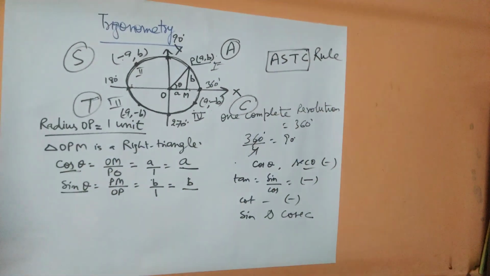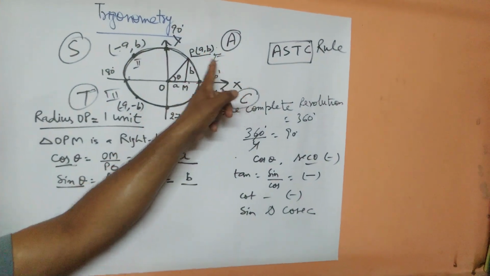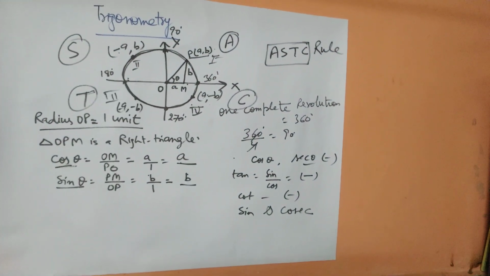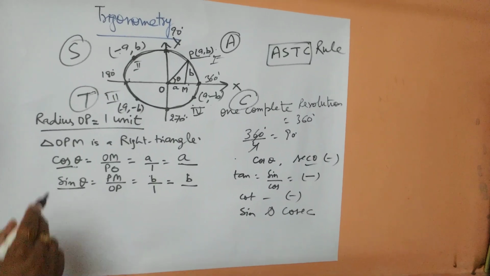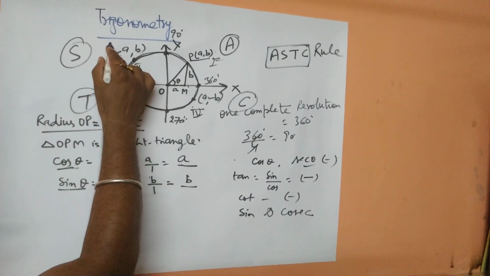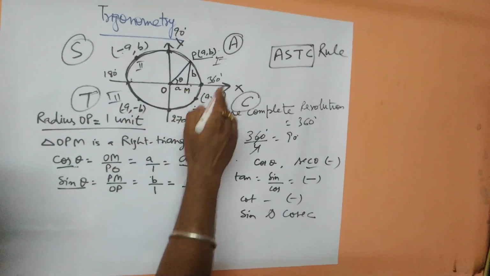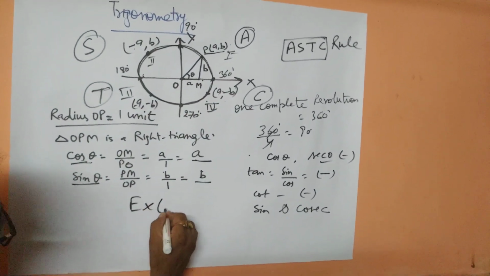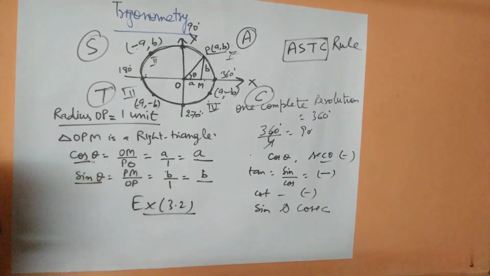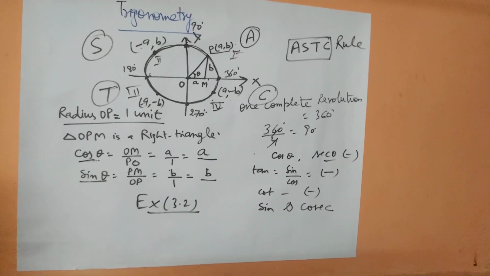If somebody says that cos theta lies in the second quadrant, then what can you say about tan theta? If cos theta is in the second quadrant, it is negative and tan theta will also be negative. There are certain questions in exercise 3.2 based on this. One question can be discussed.